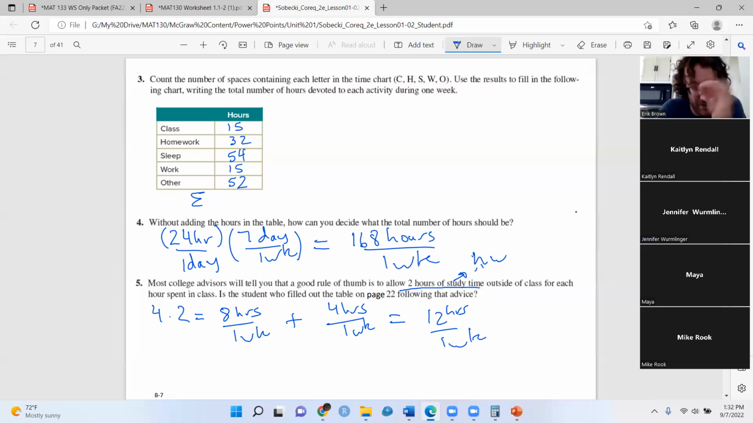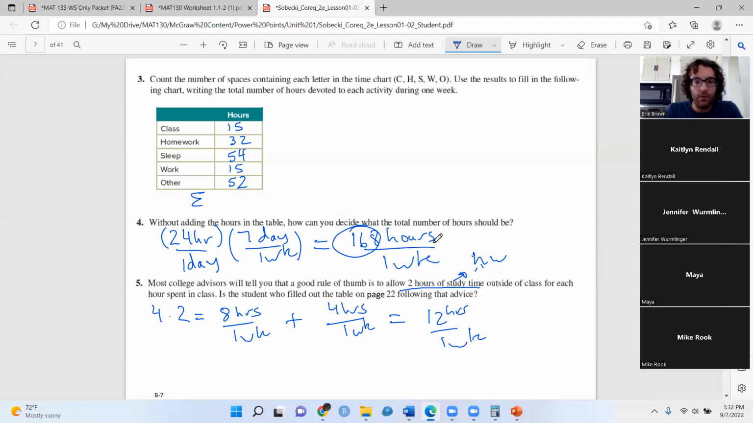And if you have any other classes, it's the same thing. If you're a full-time student, I think that's 12 credit hours, you're supposed to be spending 24 hours a week studying, plus the 12 hours per week in class. What is that? 36 hours a week doing school-related activities. Doesn't leave a whole lot of time to do other things in your week.